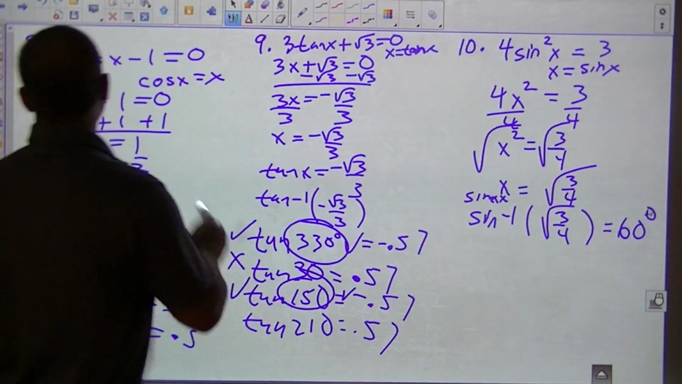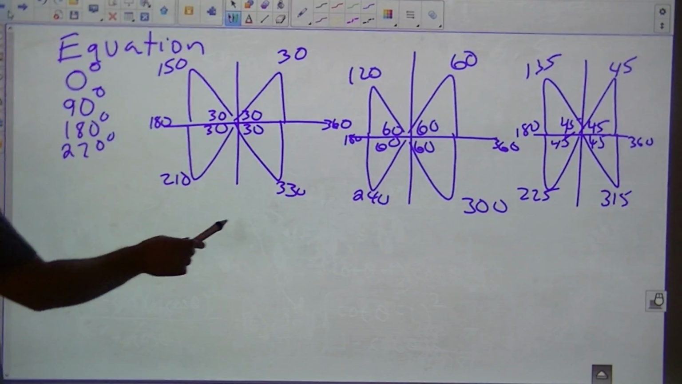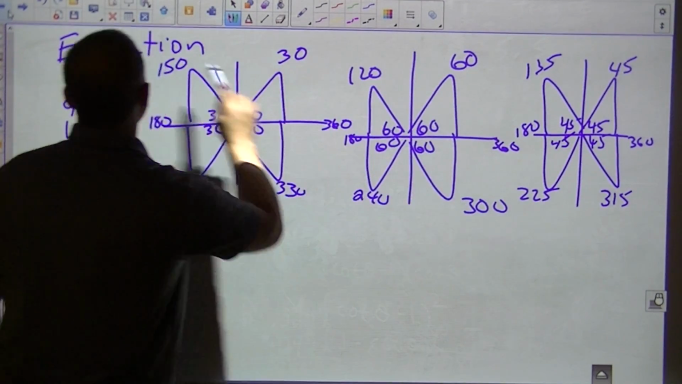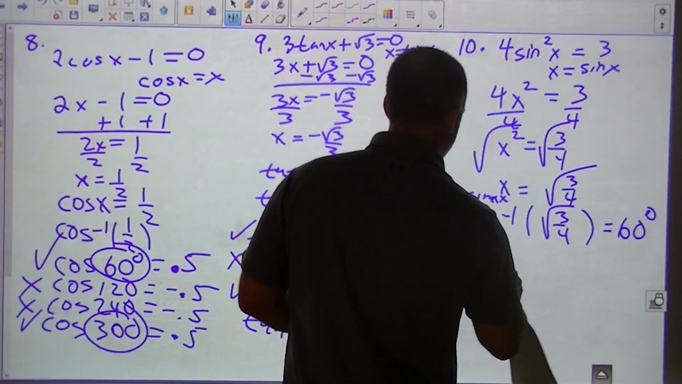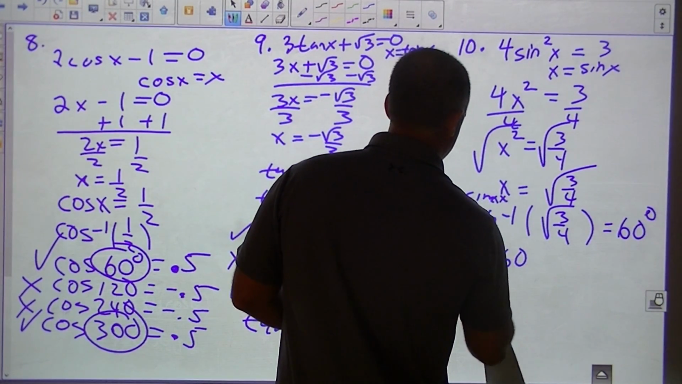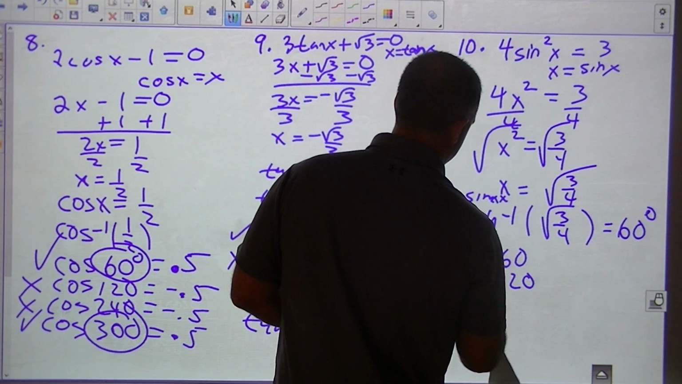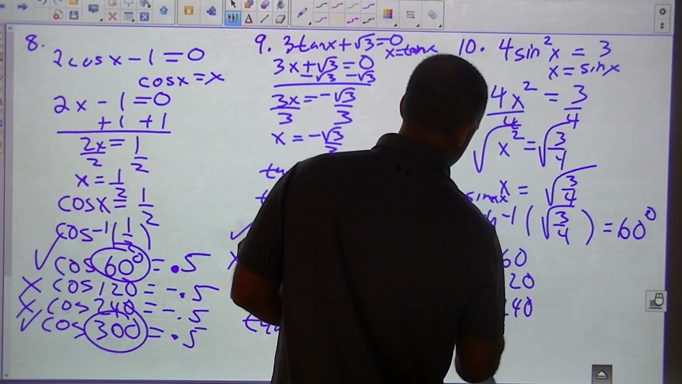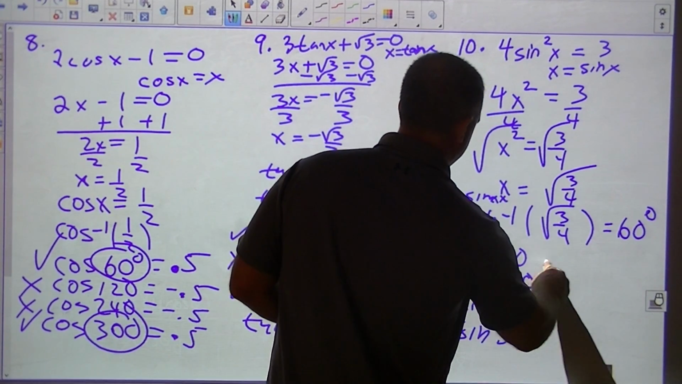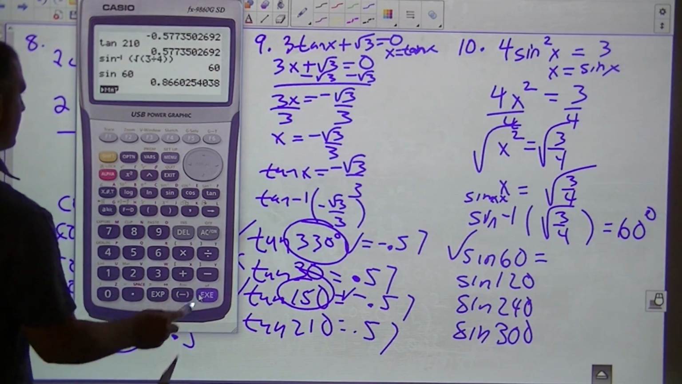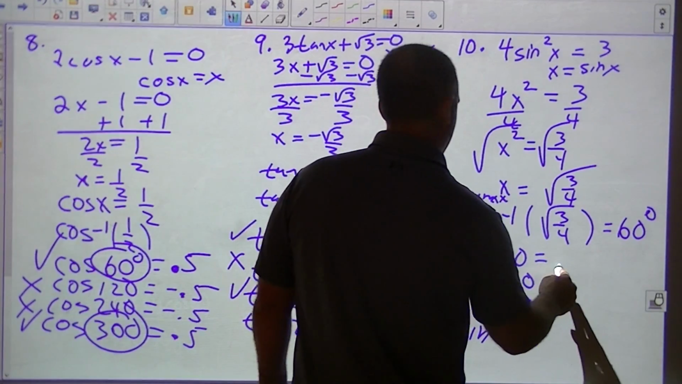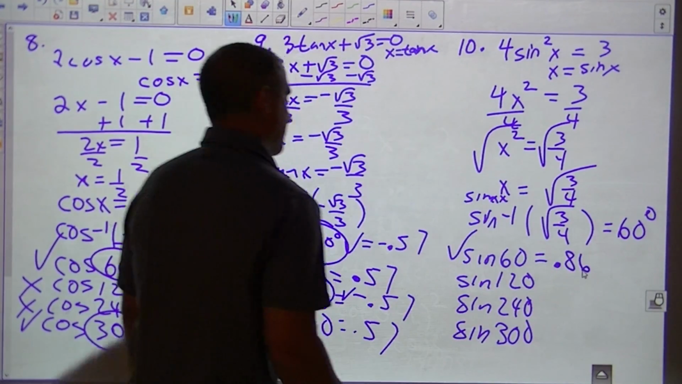Okay? So if you go back and look at your other ones, which one's the 60? So 120, 240, 300. Those are the other ones I got to check. All right? So sine of 60 worked. All right? Already know that. So sine of 120, sine of 240, sine of 300. All right? So let's figure out what the sine of 60 is, and then we'll just match it. Sine of 60 is 0.86. So all I got to do is match the 0.86, and I'm good.